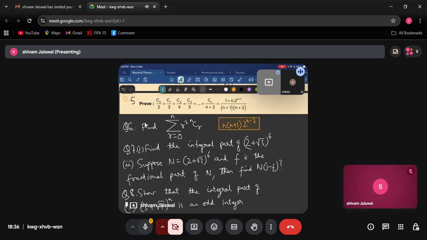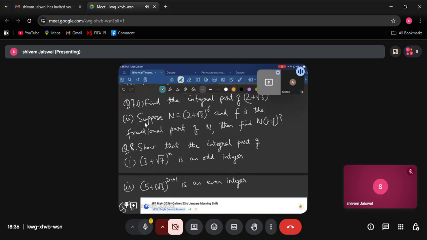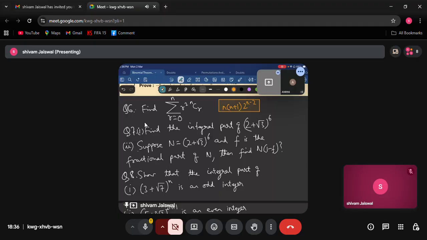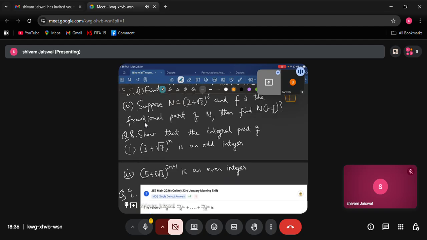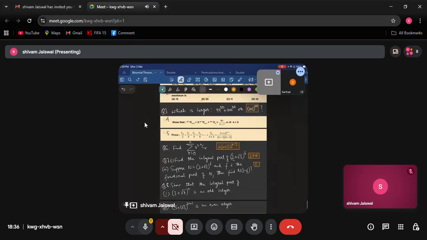Okay. Next, 7 part 1. The answer is 2 plus root 3 whole to the power 6. Everyone got 2701? Tell me. Yes, sir. 2701. 7 part 2, the answer is 1. Okay, 8 part 1. We need to show that the integral value. 8 part 1 and part 2, they both are proof problems. Anyone having any doubt from 1 to 8, tell me. Sarthak, Anandit, Devank? Question 7, part 2.